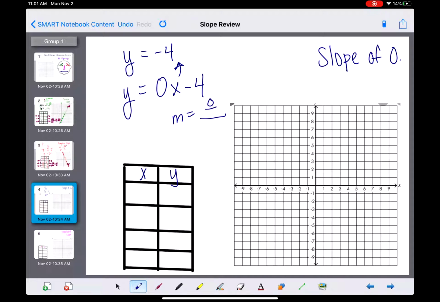I am going to write that over 1, so I know how many spaces to rise and run. My y-intercept is negative 4. So I'm going to begin at negative 4. My movement is rise 0, run 1. Rise 0, run 1. That's why I get a horizontal flat line.